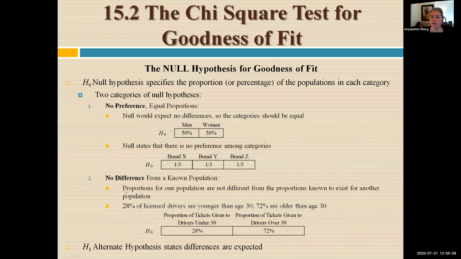Or whether we're expecting no difference between a sample and a population. So if within the population, 28% of the drivers are younger than 30, then we would expect that of people that get tickets, 28% would be under 30, because this is proportional to the population. Or 72% are older than 30, so we would expect 72% of tickets to go to people older than 30. That's not what we observe. We observe more tickets going to younger drivers. Is it because they're bad drivers, or is it because they're targeted?